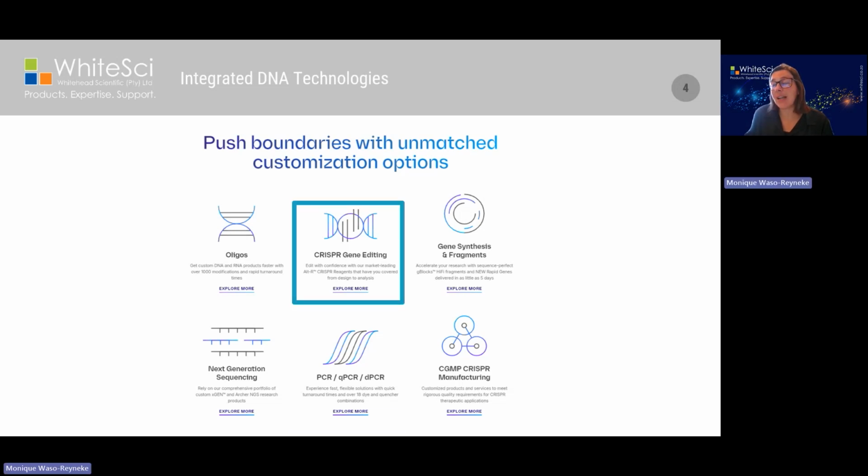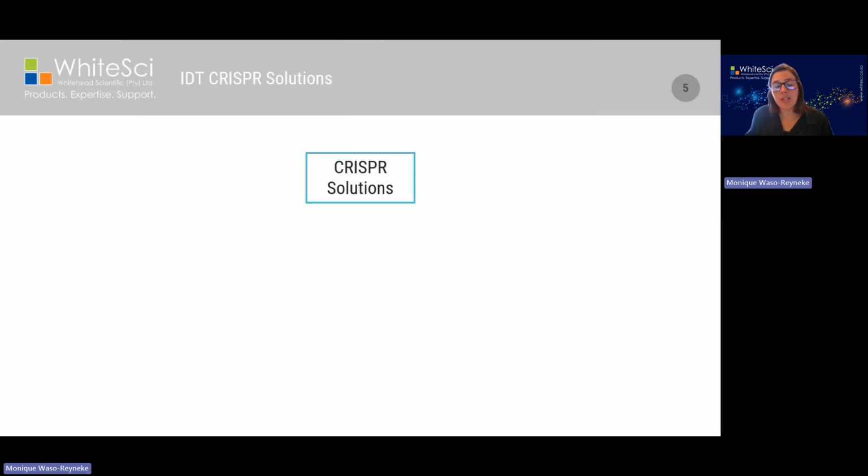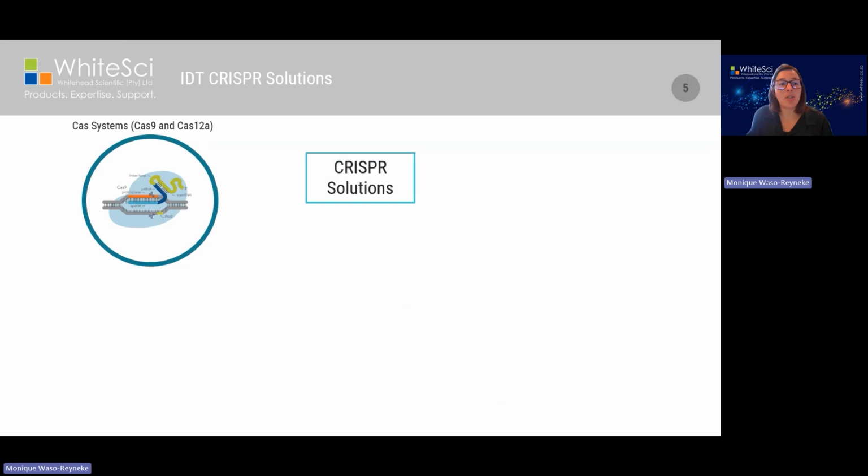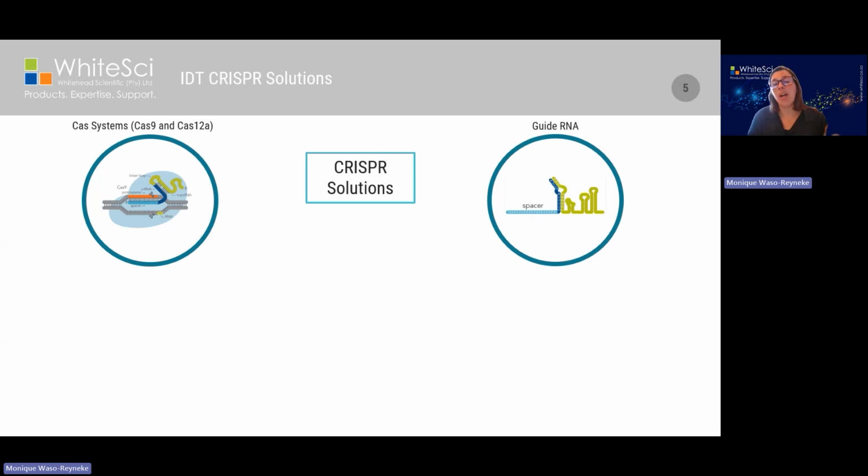So the first category I'm going to look at is our CRISPR gene editing offering. Under our CRISPR solutions, we have our Cas system. At the moment, we can supply Cas9 and Cas12a, depending on your need in the lab. We can do guide RNA. Under guide RNA, we can offer single guide RNA, where your CRISPR RNA and your tracer RNA have already been complexed into a single molecule, or we can offer them as two separate molecules, a tracer RNA and a CRISPR RNA separately. So whatever you may need in the lab, we can offer in any configuration that you may want.